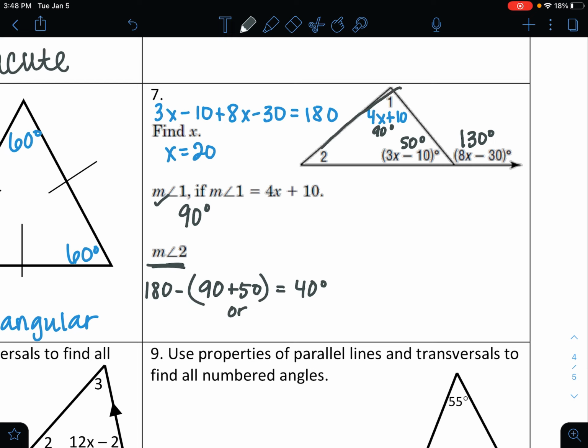Or you can use the exterior angle theorem and say, oh, well, these two have to add up to 130. So since I'm missing one, let me just do 130 minus 90. So 130 minus 90, and you still get 40 degrees.